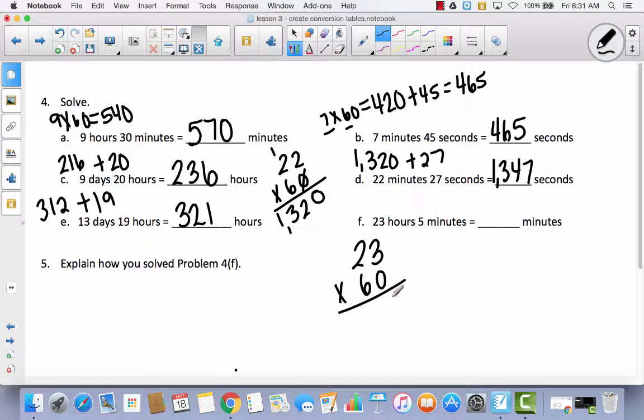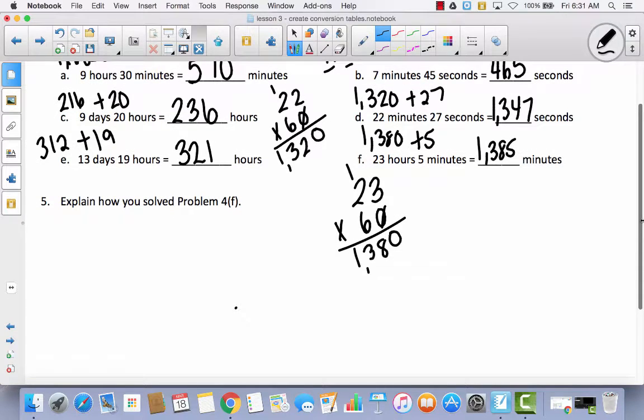So remember, we multiplied times a 10. We always just add a 0. And now 3 times 6 is 18. 2 times 6 is 12, plus 1 is 13. So I've got 1,380 minutes plus 5 equals 1,385 minutes. Now E says, explain how you solved problem 4F.